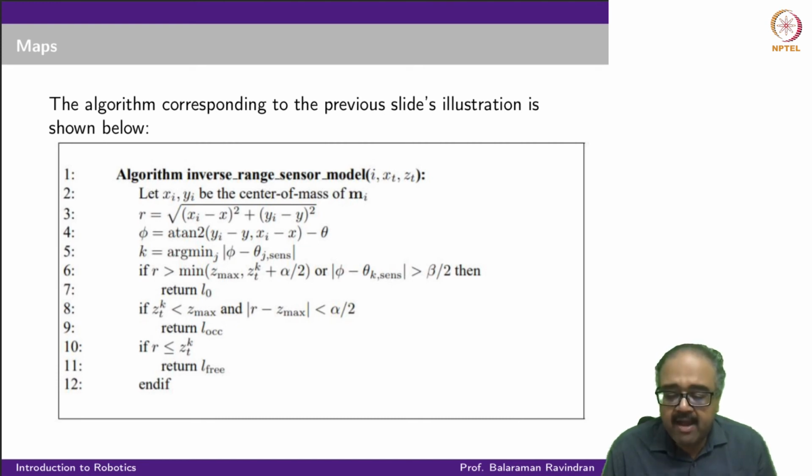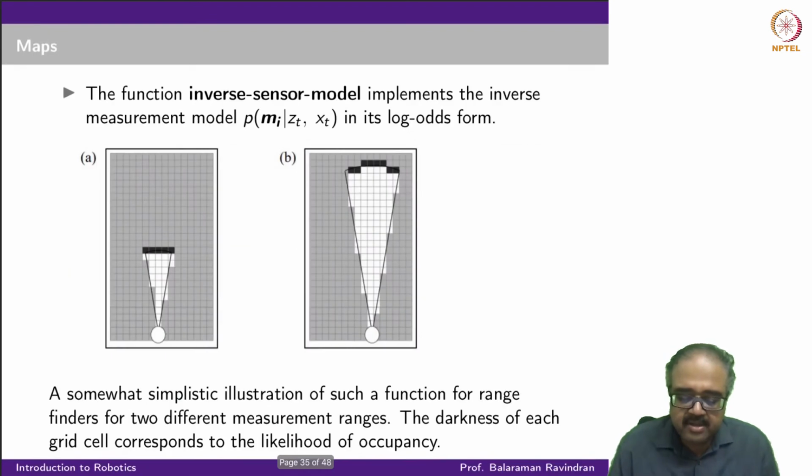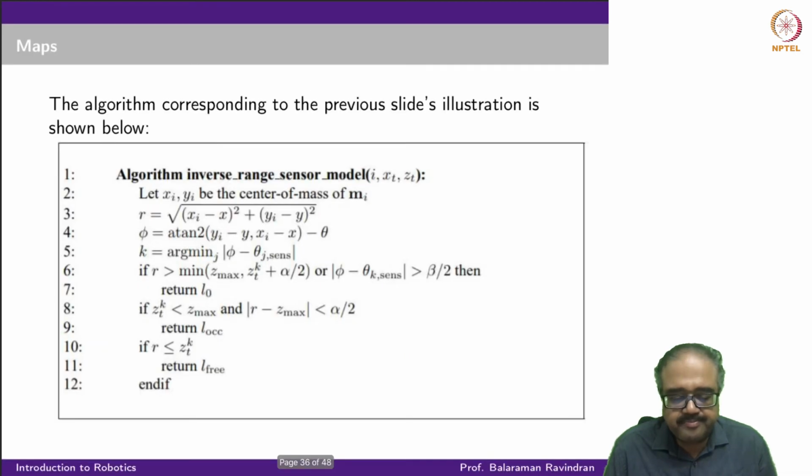So x, y and theta, and the index i denotes a cell m_i, which is centered at x_i, y_i. If you think of this as a cell, the center of the cell is what I denote as x_i, y_i. Now r is the distance of the cell from the robot, and phi is the angle the cell subtends with the direction the robot is facing.